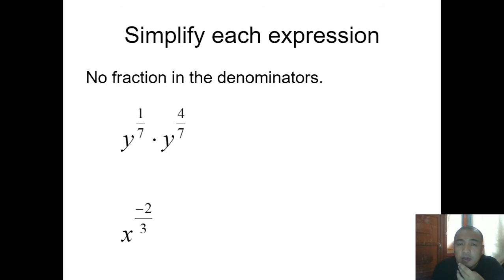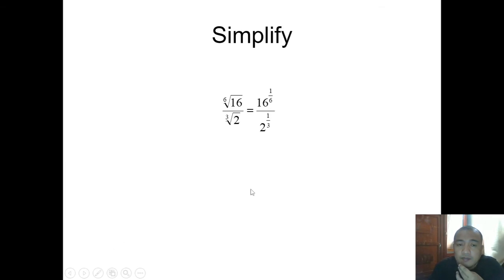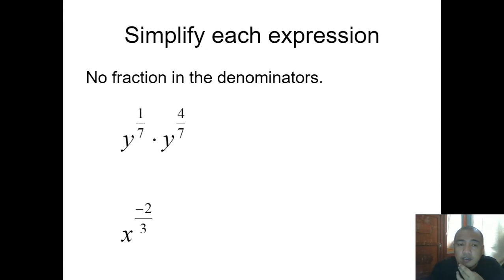Simplify the expression, no fraction in the denominator. Okay, in number 1, applying the product law of exponents: if you multiply two powers with the same base, just add the exponents. So 1 over 7 plus 4 over 7 is 5 over 7. And this is negative, so it will make inverses. So the answer for this is y raised to 5 over 7, while this is 1 over x raised to 2/3.